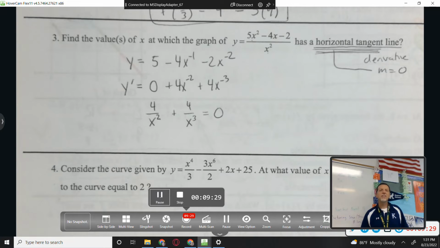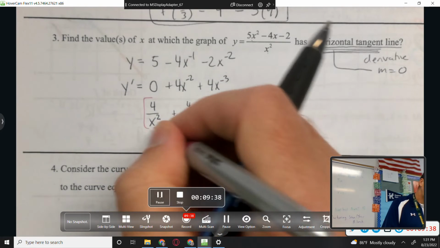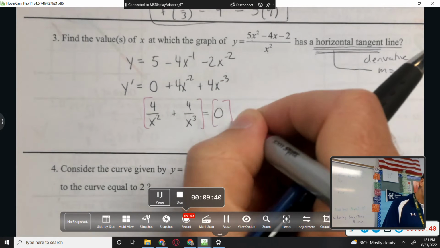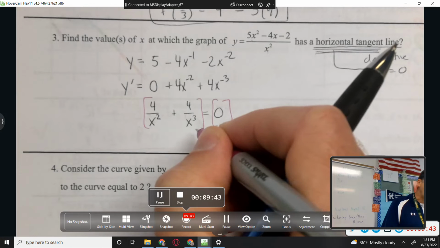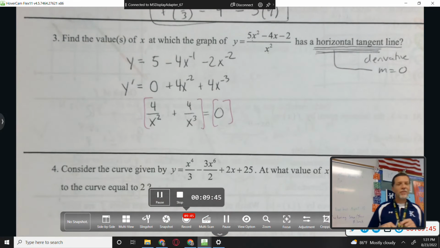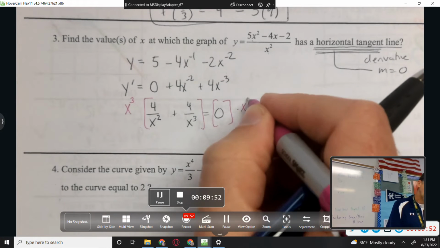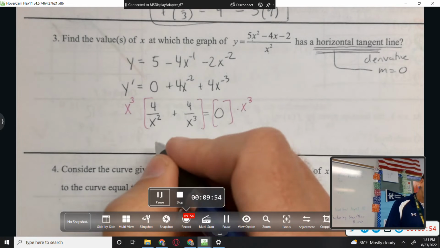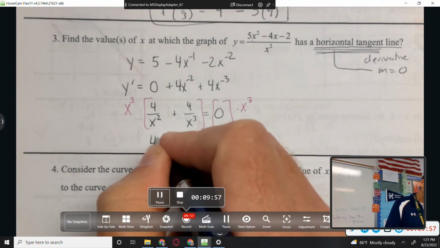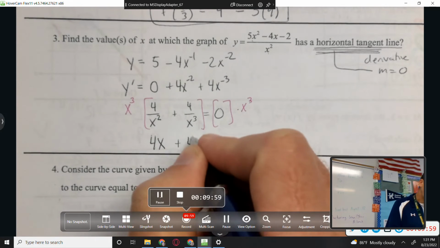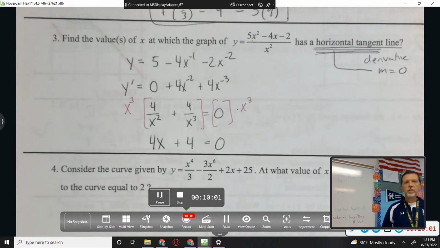Let's get it out of the denominator first. What could we multiply by to get x out of the denominator? X to the 5th? That would work, but that would be overkill. What's the smallest power of x I could multiply by that would cancel all my denominators? X to the 3rd. So that would be 4x plus 4 equals 0.